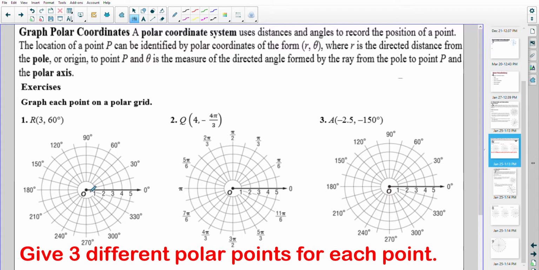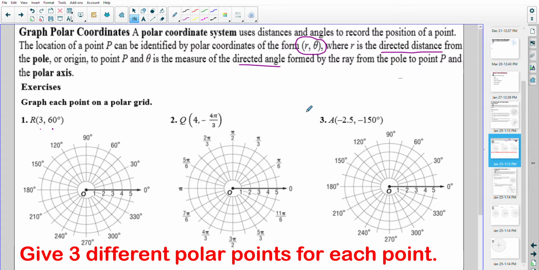You also have a point in the middle, which is called the pole instead of the origin, and you're going to have a directed angle and a directed distance. So the directed angle would be your 60 degrees here, and your directed distance would be 3. Notice that you're going to have the point, which is now (r, theta): r theta, directed distance, directed angle.